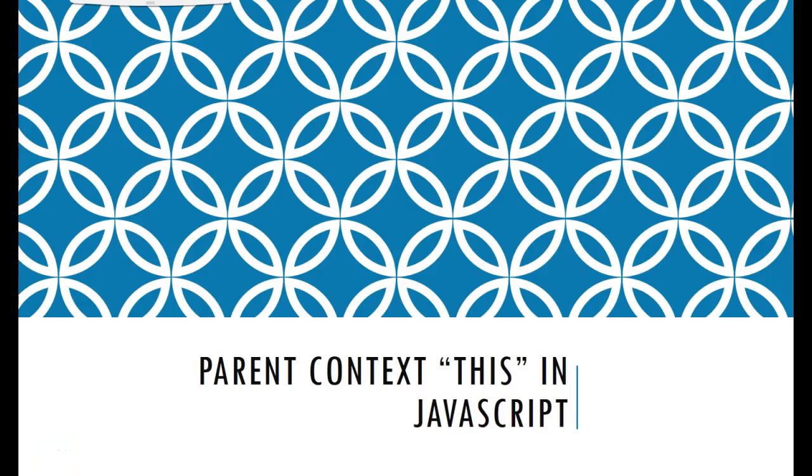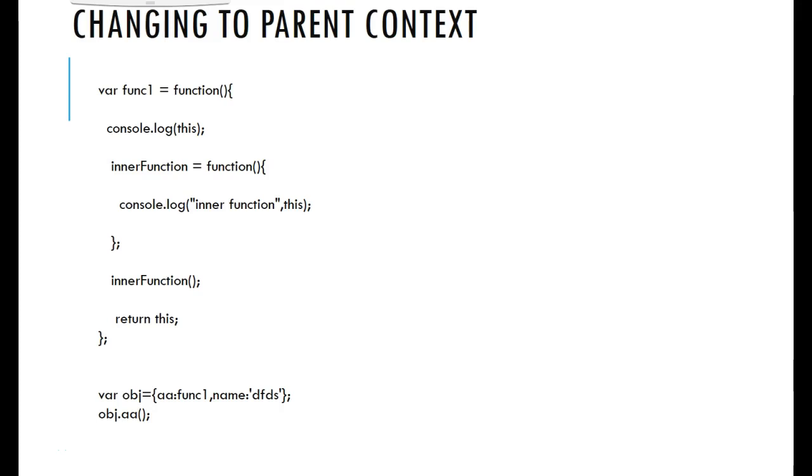Hello all, today we are going to see how from a child inner function we can access the parent context. In case we want the inner function to have the same context as the parent function. For example, here I have an inner function and I want this to have the same context as the parent function, that is func1. This is a simple example I have taken.